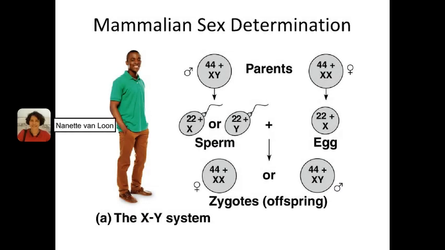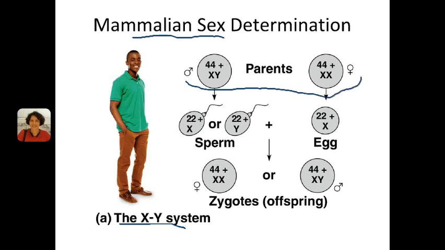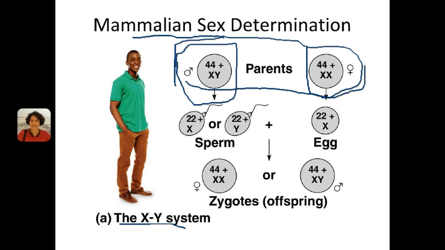This slide shows us in an illustration the mammalian sex determination system, which is also called the XY system. If we look here at the parents of an individual, you've got the father on the left, and he has 44 chromosomes plus the XY pair. Together that makes 46 chromosomes. And the mother also has 44 chromosomes, but she has an XX pair. That also makes 46 chromosomes.